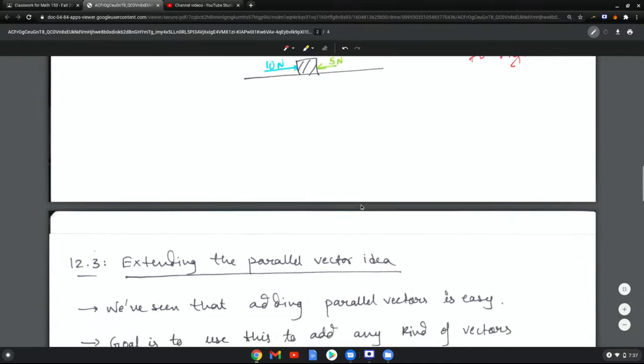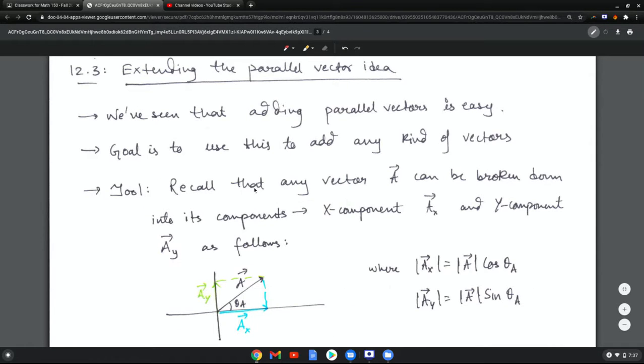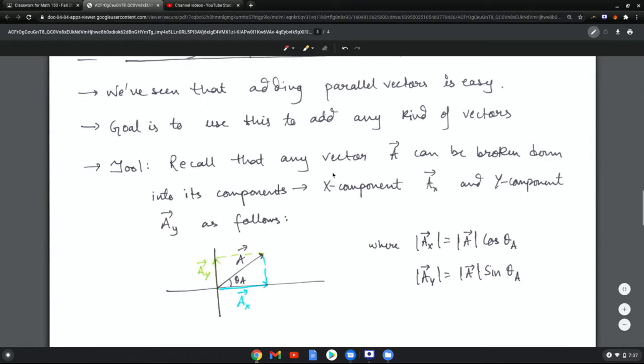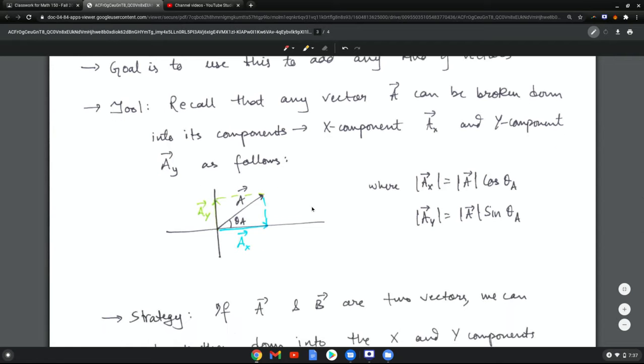So we're going to extend this to non-parallel vectors. The tool we use is, recall, any vector can be broken down into components, the x component Ax and the y component Ay. This is what they look like. Any vector, you drop a perpendicular, you have Ax, which is given by A cosine theta, and then you have Ay, which is given by A sine theta.